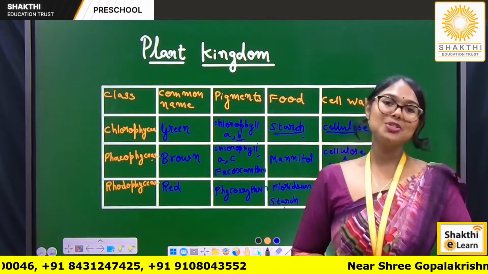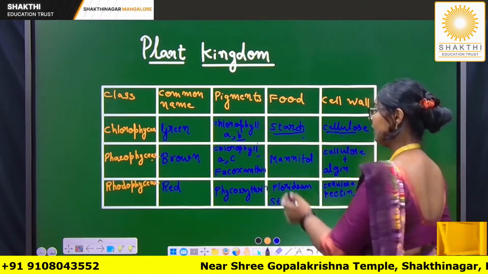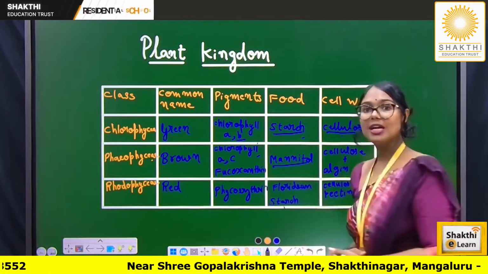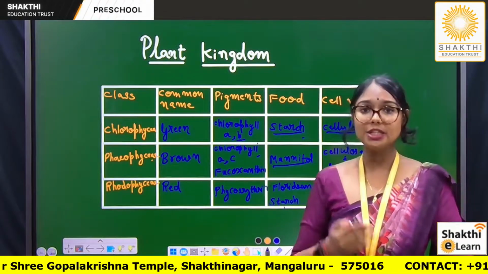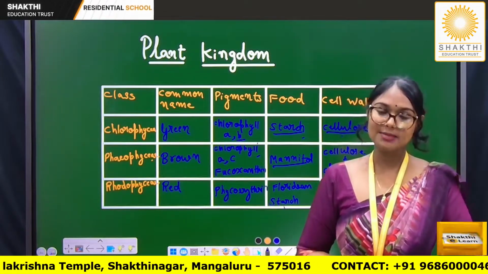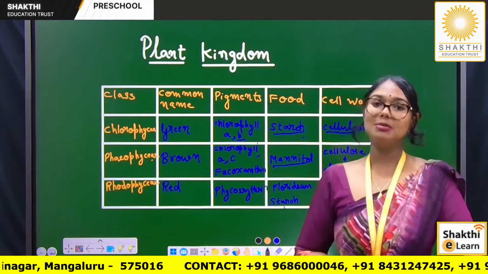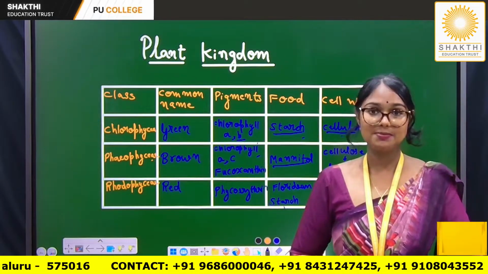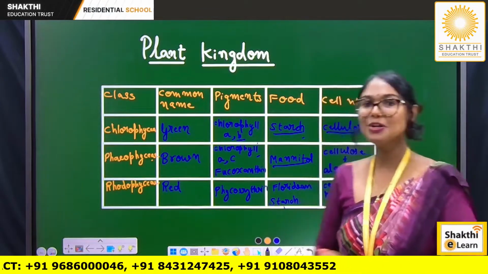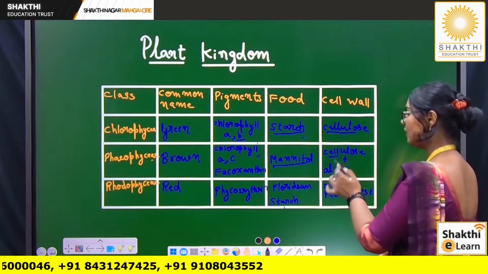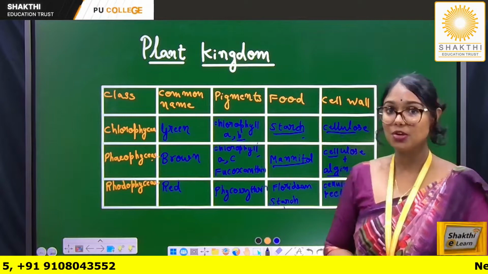Now coming to the storage material in brown algae, we have mannitol or laminarin as the storage material. Both mannitol and laminarin are accepted answers, but if you do not want to take any risk, then mention both of them at a time. Coming to the cell wall component of this algae, the cell wall component is cellulose as well as algin. Cellulose and algin are present in the cell wall of this algae.